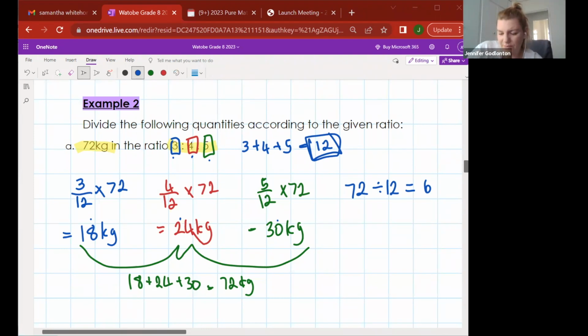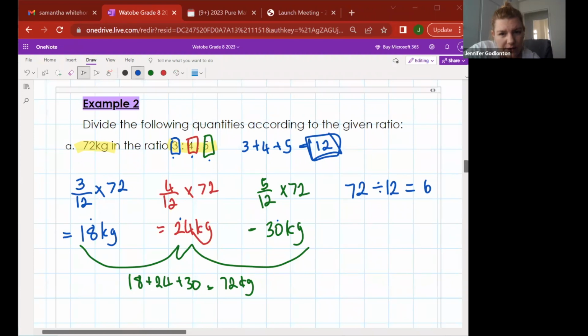Yeah? Sorry, ma'am, could I please ask, how did you fully simplify the answer? How did I fully simplify the answer? Yes, ma'am. So which part are you meaning that was simplified? The part that says 18 is equal to 24 kg is equal to 24 is equal to 30 kg. So that's each of these ones.